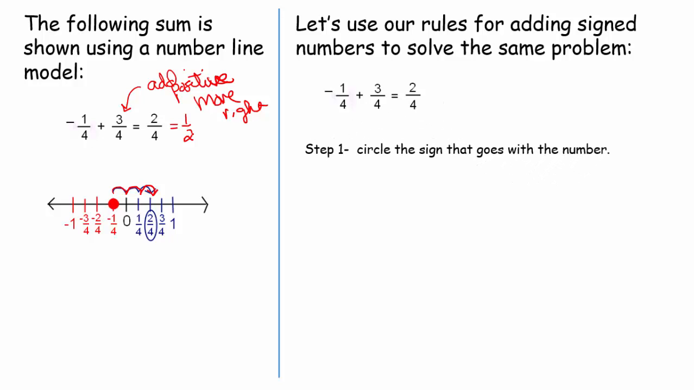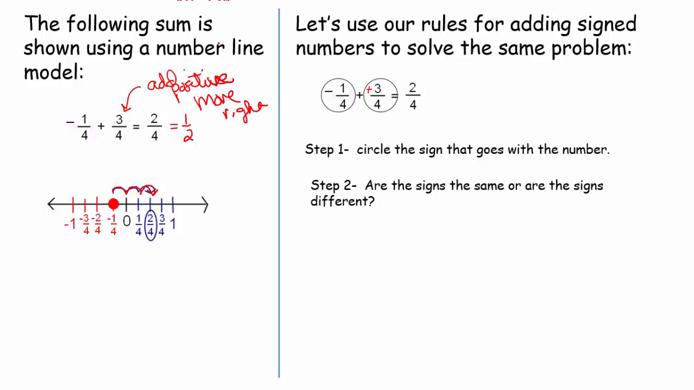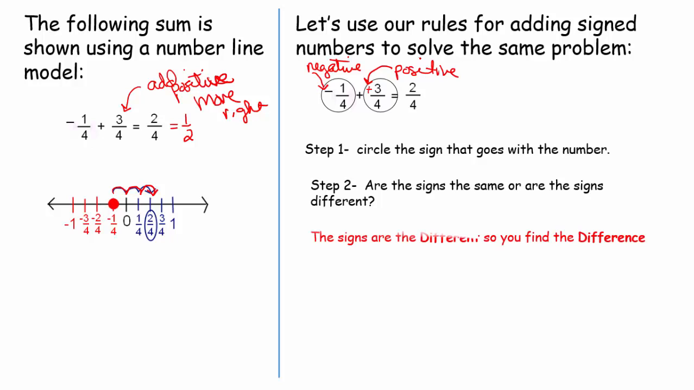First step is circle the sign that goes with the number. So you're going to circle the sign that goes with each of the numbers. Now, in front of the 1/4 is a negative. In front of the 3/4, there's not really a sign unless you talk about that addition sign. If no sign appears in front, we know it's a positive. Then you look and you say, are those signs the same or are those signs different? Well, this one's negative. This sign is a positive. Those are definitely different. Those signs are different, so we find the difference.